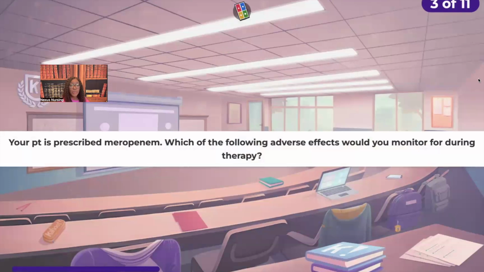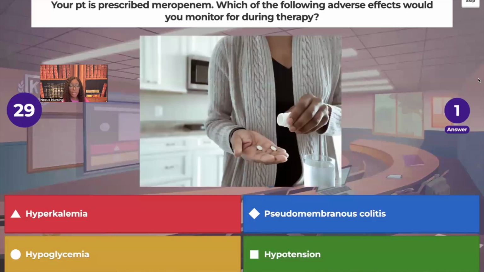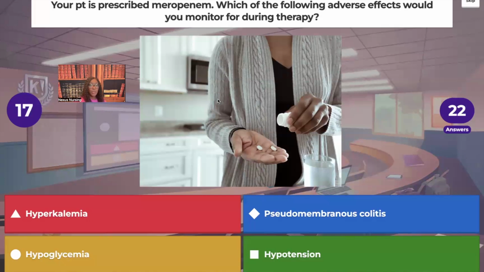Your patient is prescribed meropenem. Which of the following adverse effects would you monitor for during this therapy? Would it be hyperkalemia? Would it be pseudomembranous colitis? Would it be hypoglycemia? Or would it be hypotension? Your patient's prescribed meropenem. Which adverse effects are you going to be looking out for?